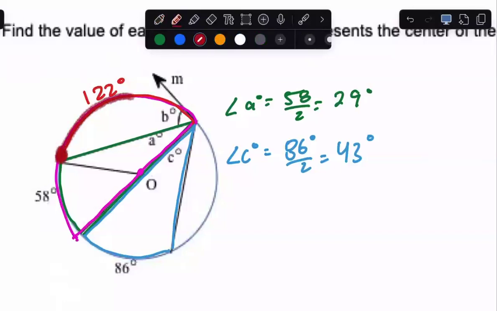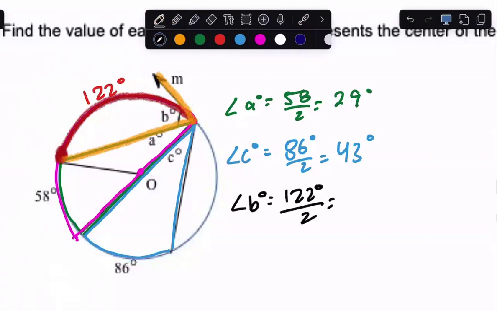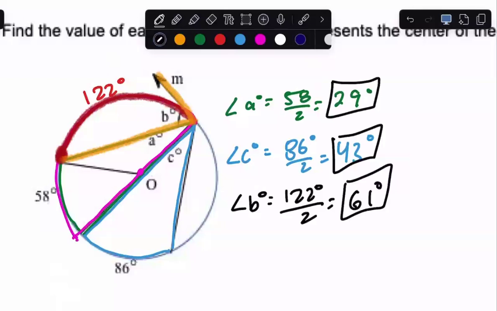To find angle B, that's a chord and a tangent line, so it's half of whatever that arc is. So that means angle B is half whatever the arc is, which is 122. So half of that is 61 degrees. So those are your three angles. So let me actually do the math. 180 minus 58. Actually, let me do it.